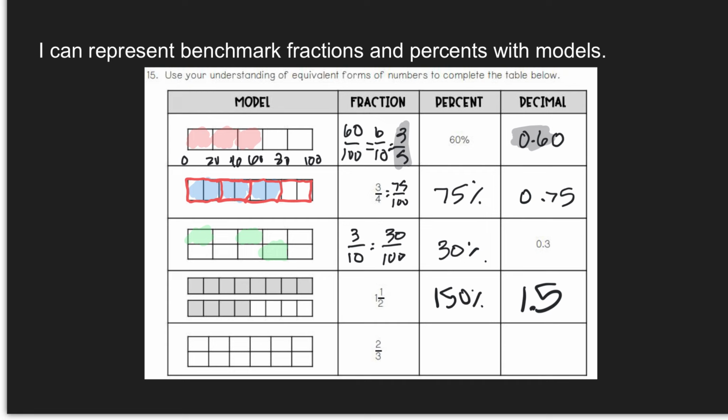And then 2/3, a little bit tricky. So percent, this is one of those you just need to memorize, in my opinion. 2/3 is going to be 66 and 2/3%. Your decimal, 2/3 is going to be 0.6 repeating. That means that 6 goes on forever.